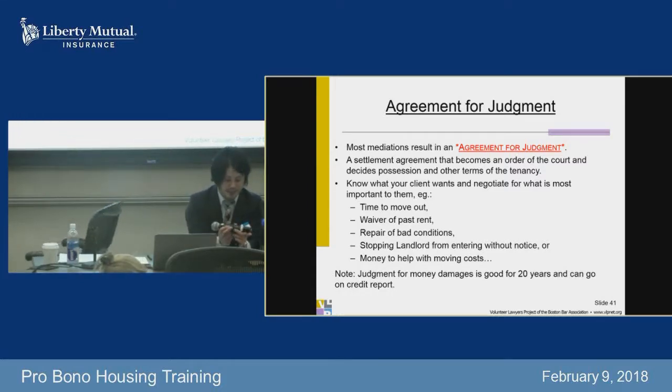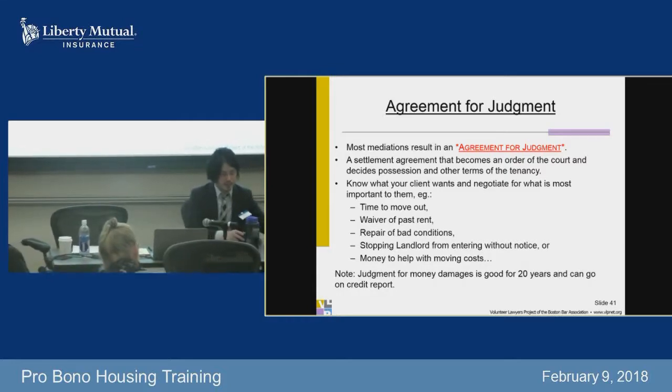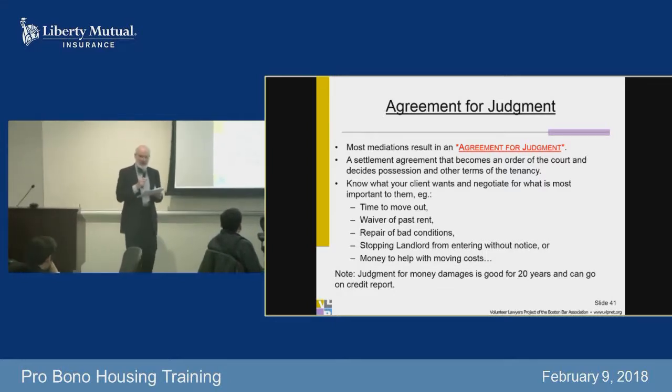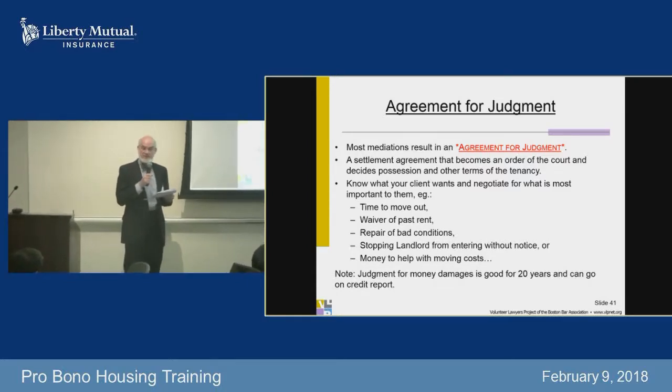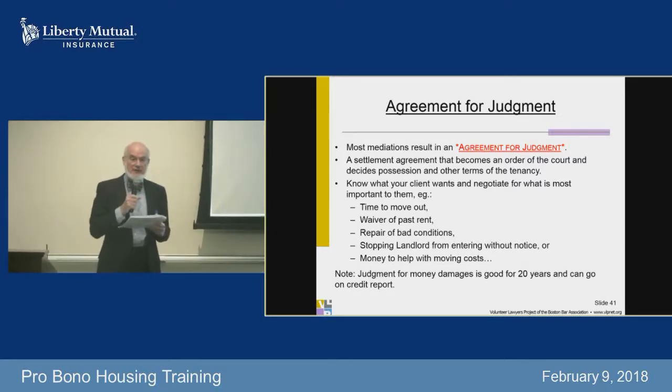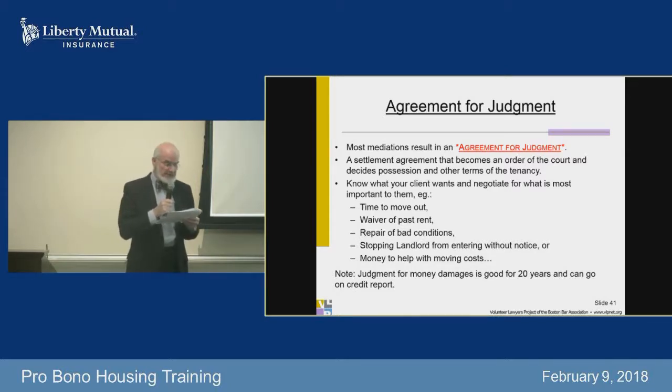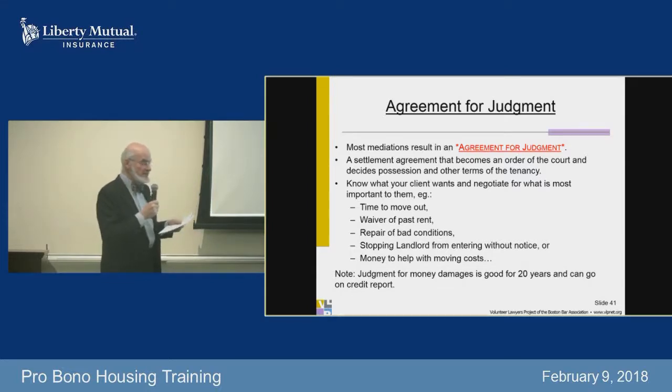So as we said before, most cases end in agreements, and one of the things we do a lot of at the housing court is negotiating agreements. And most agreements in the housing court are in the form of an agreement for judgment. That is, the agreement says judgment enters, typically for the landlord, and then it has a bunch of other terms that could include, for example, time for the tenant to move out, or a probationary period after which the tenancy gets reinstated, and it can also include other terms like waiver of back rent, repair of bad conditions, etc. There's a standard housing court form agreement for judgment, which Milton will bring up.